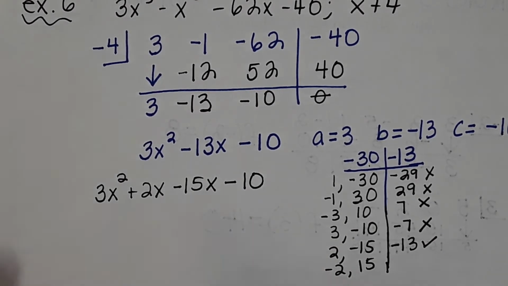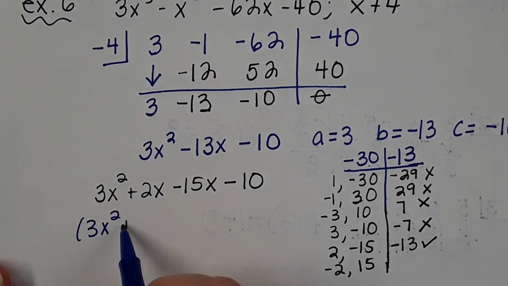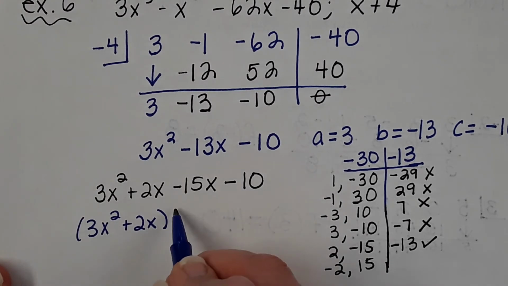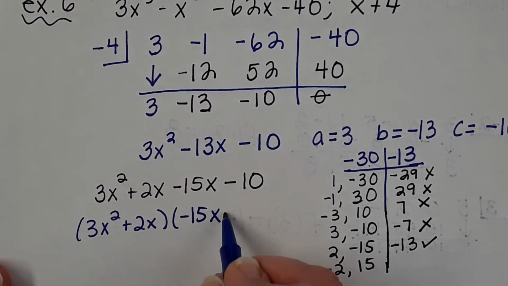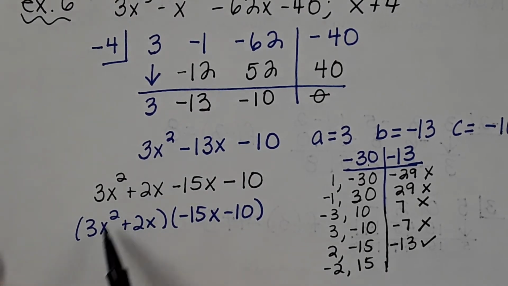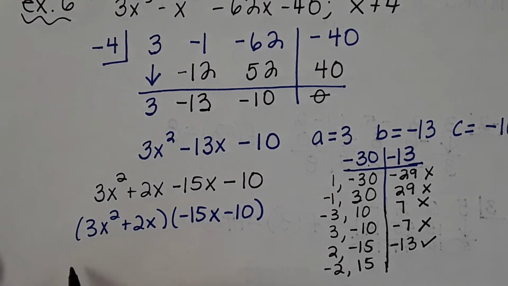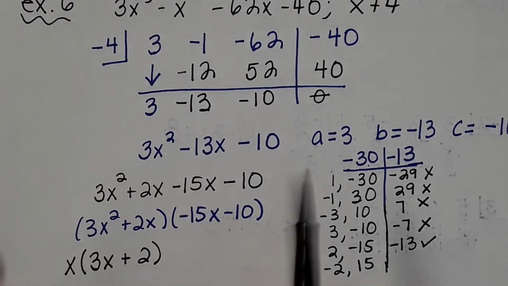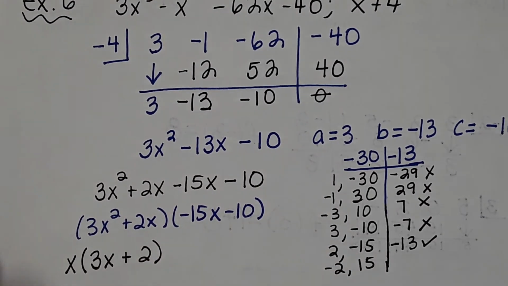Okay, I'm going to put parentheses around the first two terms and the last two terms. And now I'm going to pull out that GCF. 3x squared and 2x. What do they have in common? X. And I'm left with 3x plus 2. What does negative 15x and negative 10 have in common?